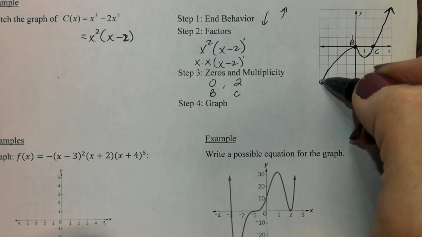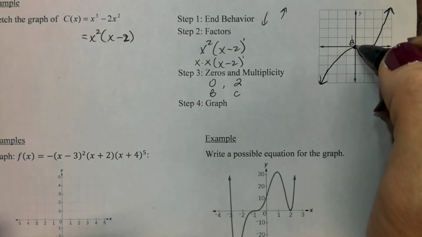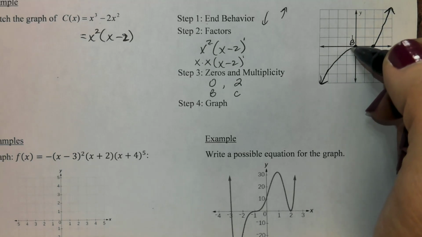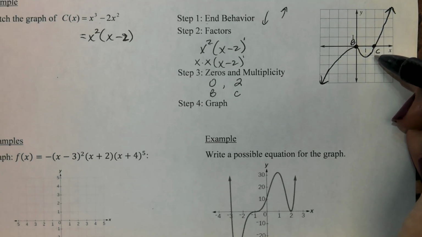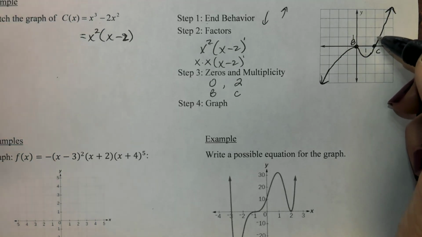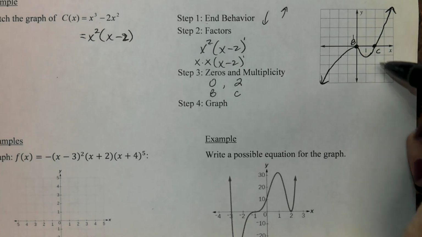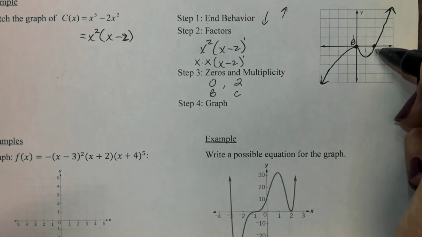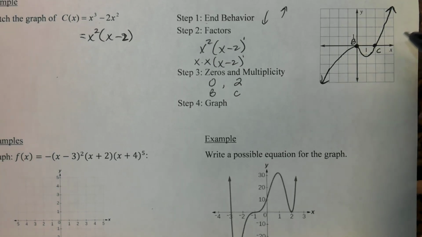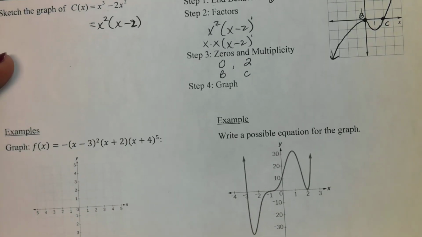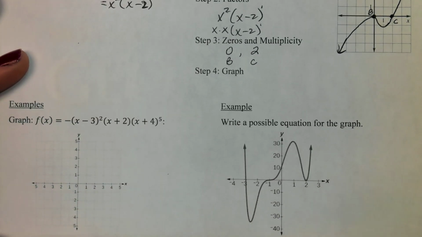So as you put these pieces on there, your end behavior, your zeros with your multiplicities, and you start to graph, if something kind of doesn't match up, make sure that you go back and check, because that might mean maybe your end behavior is incorrect, or you have a bounce or a cross or a snake mislabeled. But all of those pieces come together to make one graph.